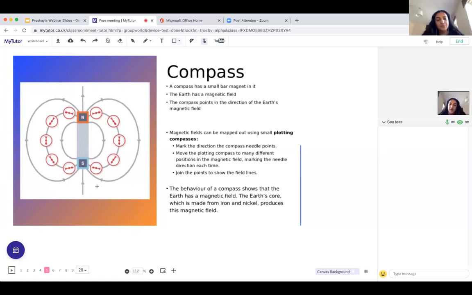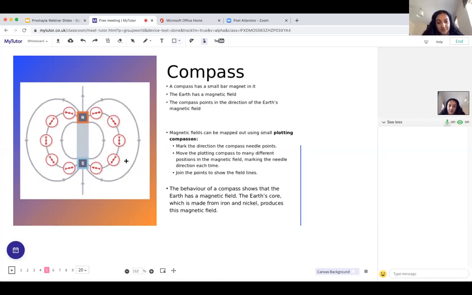Okay, so magnetic fields can be mapped out using these small compasses. So let's say we have a bar magnet. We're going to put our bar magnet on a piece of paper, and we're going to take our small plotting compasses. And we're going to place those compasses at lots of different points around the bar magnet. You can see here that they've put it in this kind of C shape on both sides, and you're going to put lots of these compasses around.